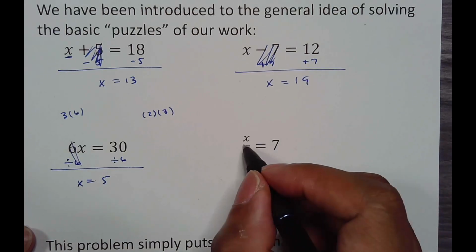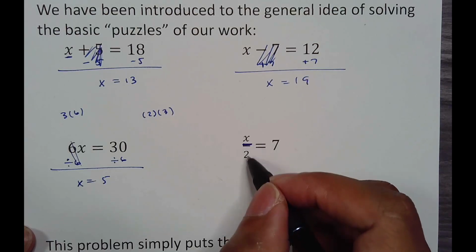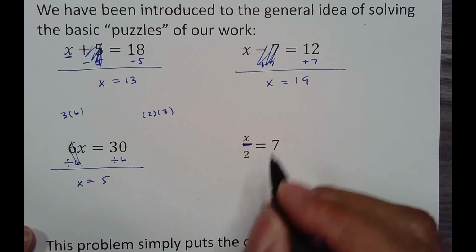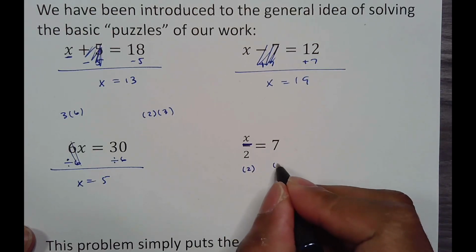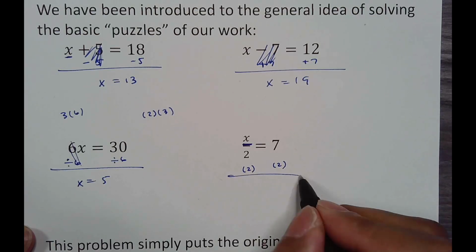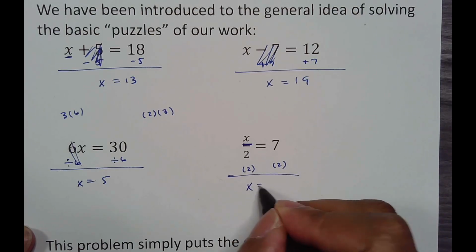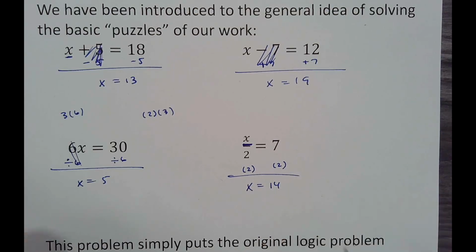And then here what we learned is that that line means division, so it's x divided by 2. And what's the opposite of dividing by 2? Well, I usually use a parentheses for multiplication, but times 2 is your opposite. The 2's will go away, just trust me on that, and then 7 times 2 is 14.